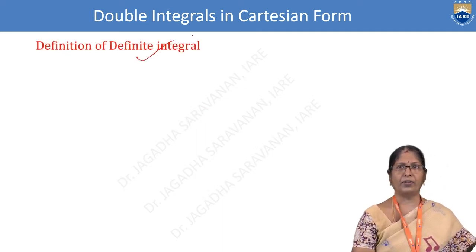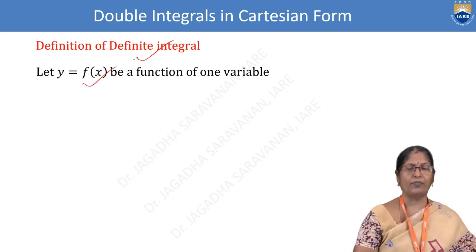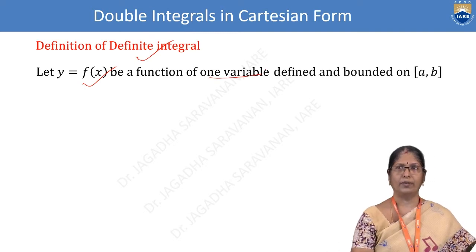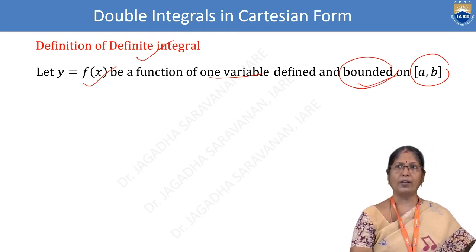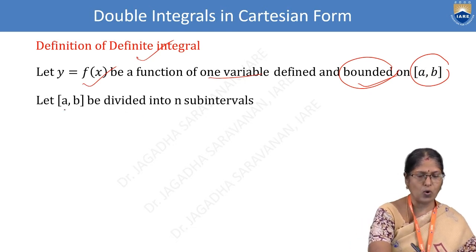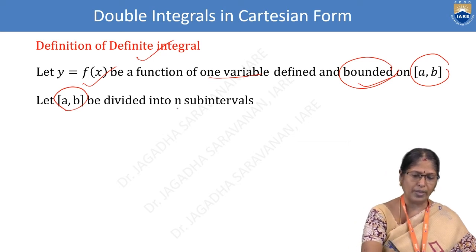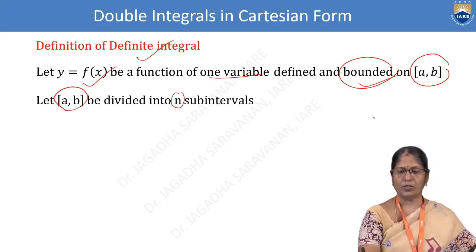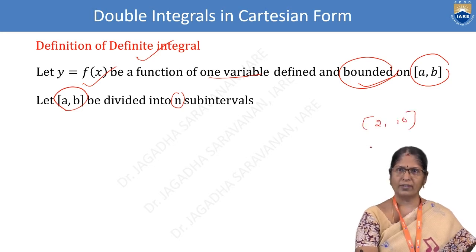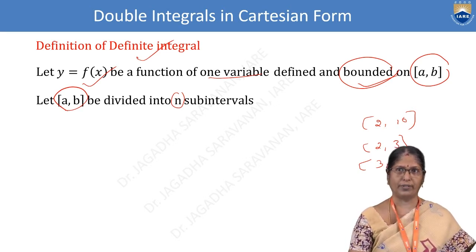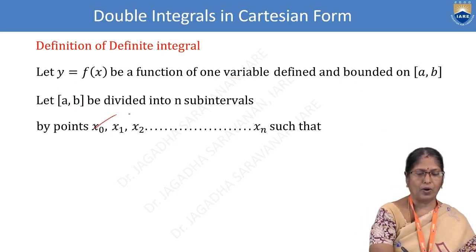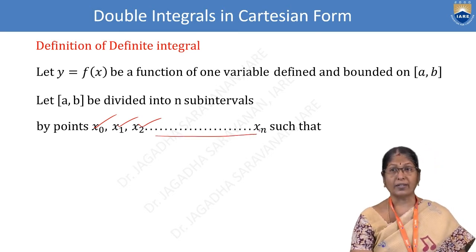The definition of definite integral: f of x is a function of one variable, which is bounded on [a, b], that is the closed interval a comma b. The meaning of bounded is that a and b are real numbers. This closed interval [a, b] is divided into n sub-intervals. Suppose our interval is 2 comma 10, we can take sub-intervals 2 comma 3, or 3 comma 5. It is divided into n sub-intervals by the points x0, x1, x2, and so on up to xn.